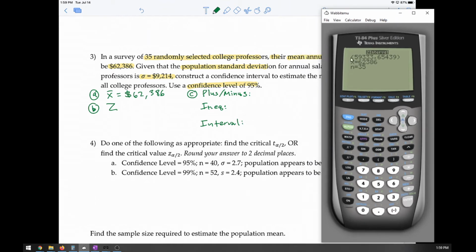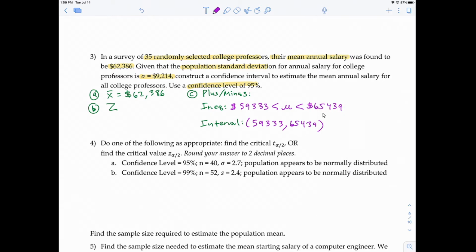And so this confidence interval is in interval form, right? So we have 59,333 as our lower, and then the upper is 65,439. And as an inequality, we have 59,333 less than mean, population mean, less than 65,439, right? So just like that.